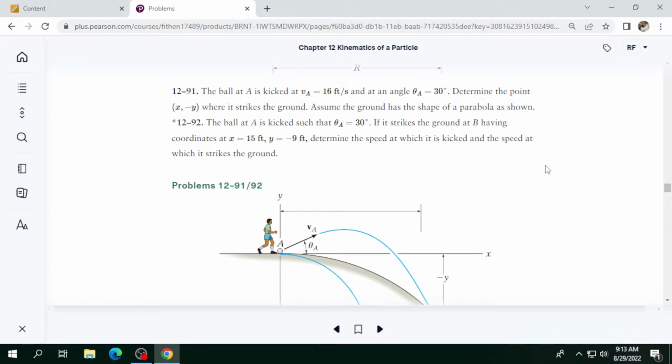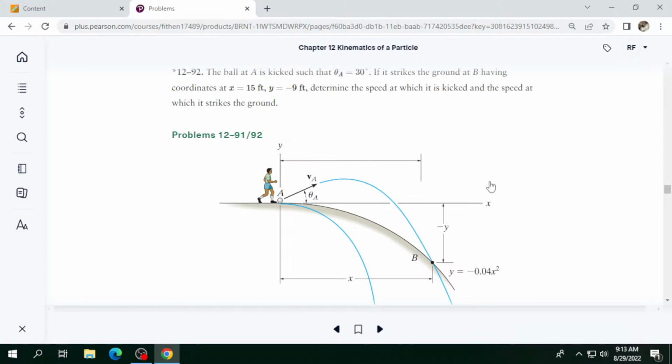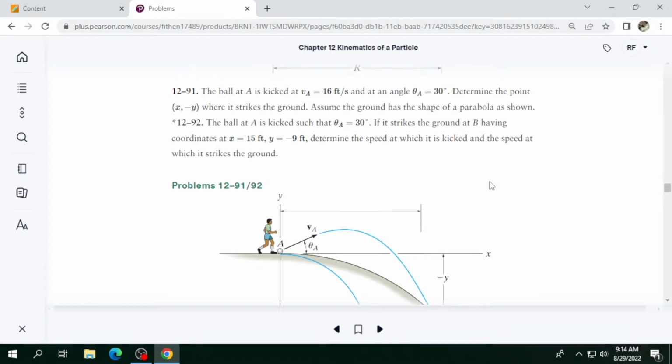Determine the point, x and y, where it strikes the ground. Assume it's shaped like a parabola. So now I've got to move this up so I can write down the parabola. Y, the surface, is equal to minus 0.04 x squared. Now I can move it back now. There we go.